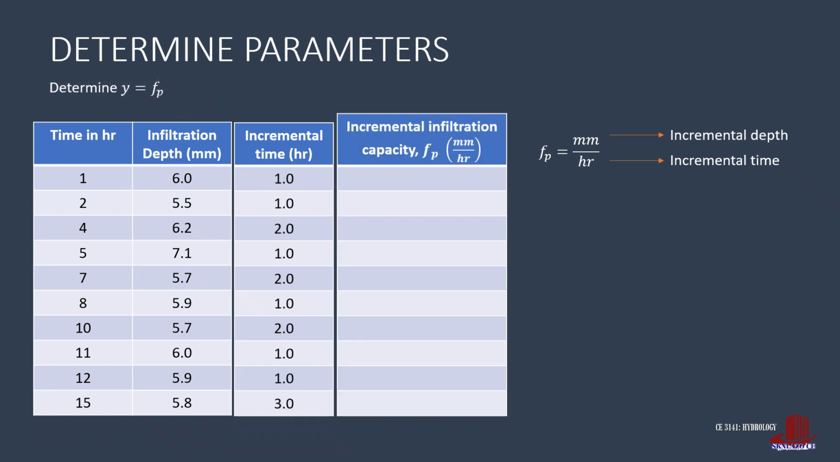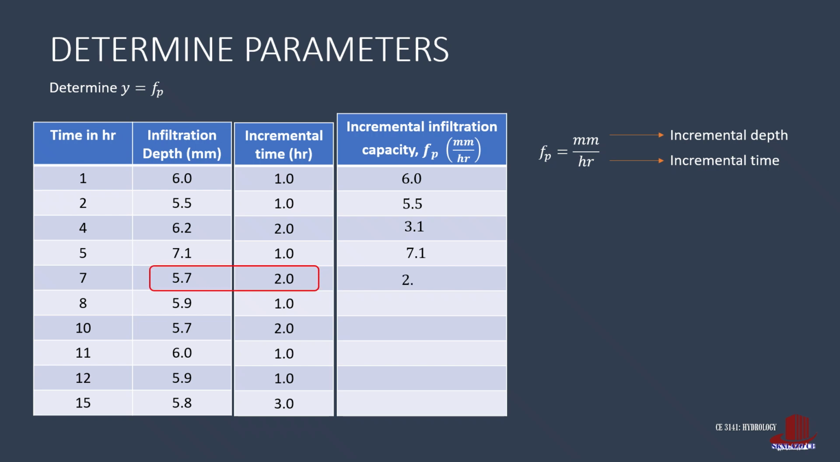We can now compute for the incremental infiltration capacity f sub p, which is the ratio of the depth and time. From the first hour, f sub p is 6 divided by 1, which is 6. Then 5.5 over 1 is still 5.5. There is also 6.2 over 2, which is 3.1, followed by 7.1 upon 1, resulting in 7.1.